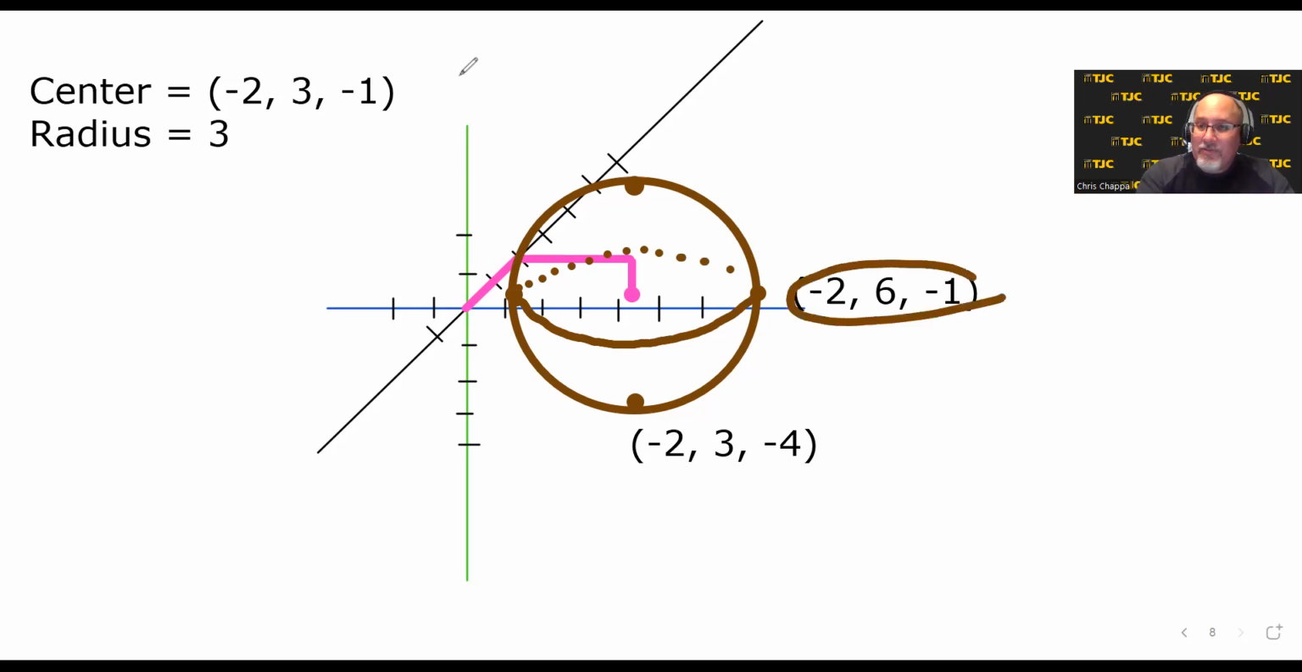It's not necessary to label these points here. I just did those as a guide to help me draw it. All right, so I think I've shown you the most difficult thing that I'm going to ask you to do with spheres, at least right now. There's a little bit more we're going to do with it in the next video.